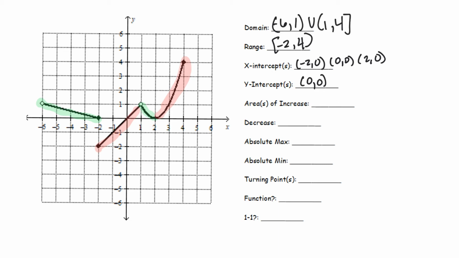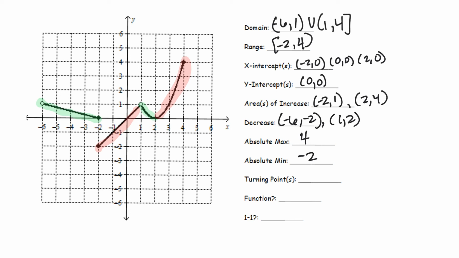So my areas of increase are listed in red. That would be -2 to +1 and 2 to +4. Areas of decrease are in green. That would be -6 to -2 and 1 to 2. Absolute maximum, the highest point of the graph, has a y value of 4. You can list the ordered pair or just the y. You can go ahead and just list the y. If it's multiple points, you wouldn't have to list multiple, because just the 4 itself is the maximum output. The absolute minimum is -2.